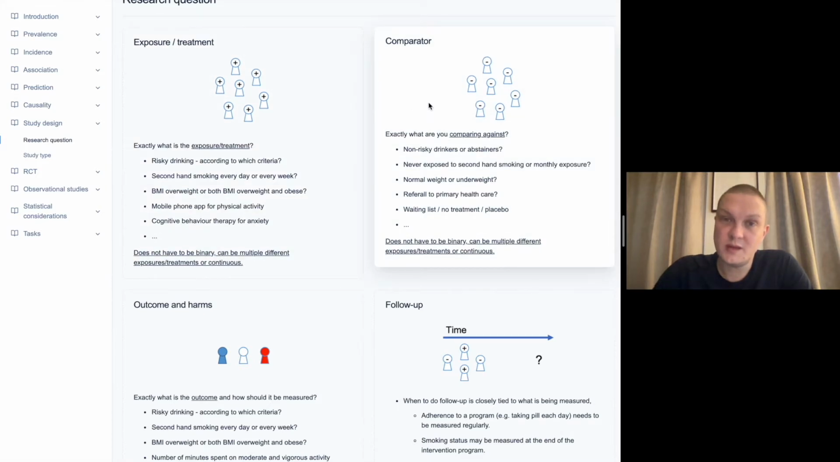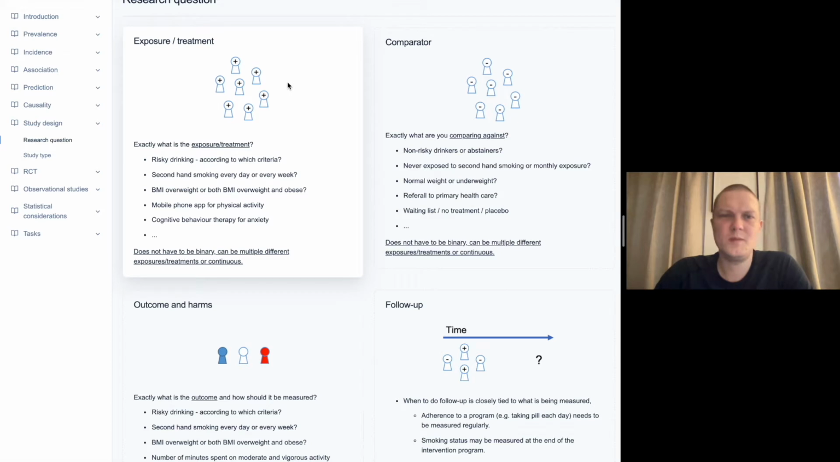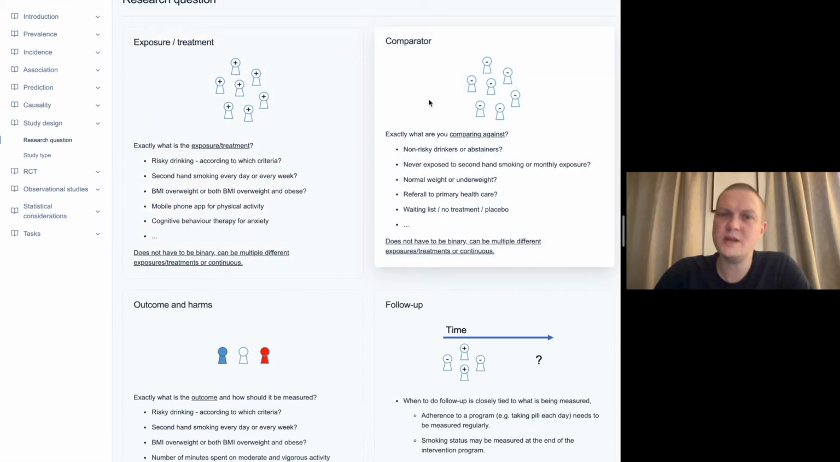A bigger question, maybe, because you probably thought about this a lot, is what are you comparing against? What is the comparator? So are you comparing against non-risky drinkers, or are you comparing against abstainers entirely? Or are you comparing to those who have never been exposed to secondhand smoking, or those who are only exposed monthly? Are you comparing to people with normal weight or underweight individuals? Are you comparing to referral to primary health care clinic? Are you comparing to a waiting list or no treatment or placebo? And same thing here, it doesn't have to be binary. This could be multiple different exposure treatments or comparators, or it could be continuous.